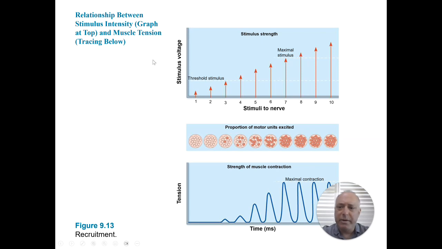So the relationship between the stimulus intensity and muscle tension is that the greater the stimulating voltage, the increased muscle contraction you're going to get. And this occurs through recruitment of more and more myofibrils, which are part of the motor unit. And there is a maximum contraction that's achieved.